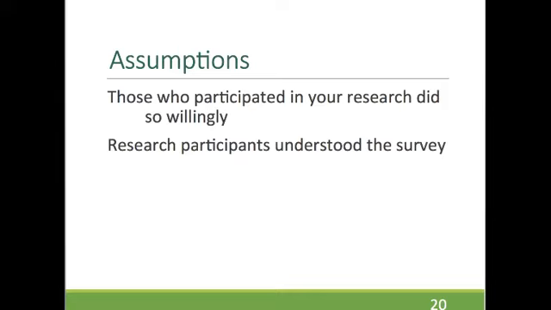Another required component of Chapter 1 are assumptions. And I think this will be pretty clear to you as you look at the assumptions on page 14 and 15 of the example paper, and you review what assumptions are in your text. But examples of assumptions could be, let's say that you've given a survey. So those who participate in your research did so willingly. You're assuming that they were honest in answering those questions and they participated willingly, and that they understood the survey that you gave them. So assumptions are pretty clear-cut.